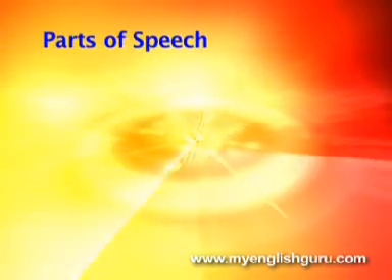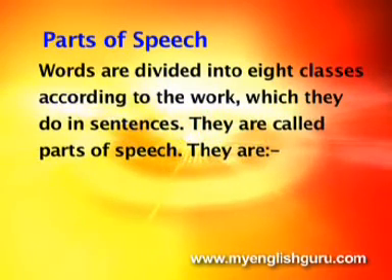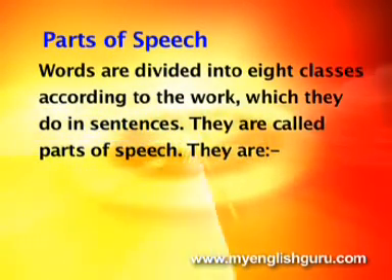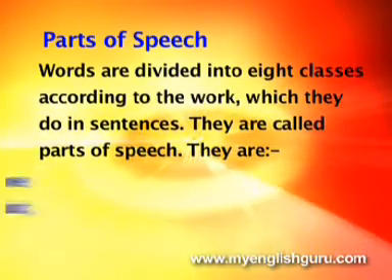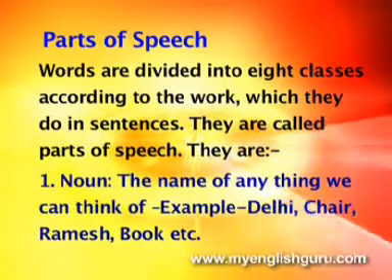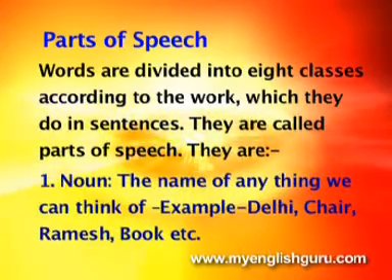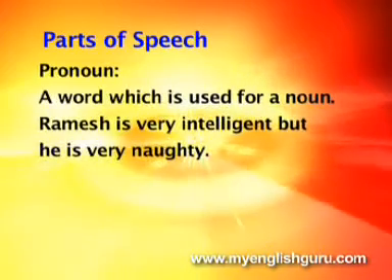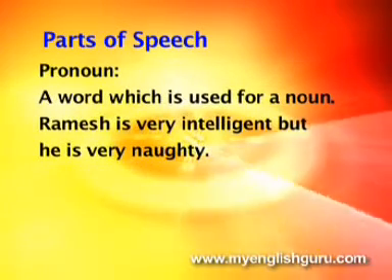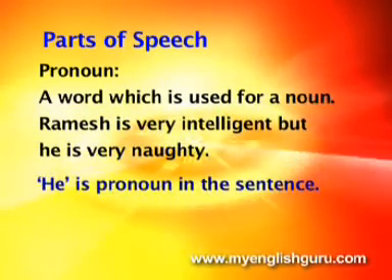Parts of speech. Words are divided into 8 classes according to the work which they do in sentences. They are called parts of speech. They are: 1. Noun. The name of anything we can think of. Example: Delhi, chair, Ramesh, book, etc. 2. Pronoun. A word which is used for noun. Ramesh is very intelligent, but he is very naughty. He is a pronoun in the sentence.